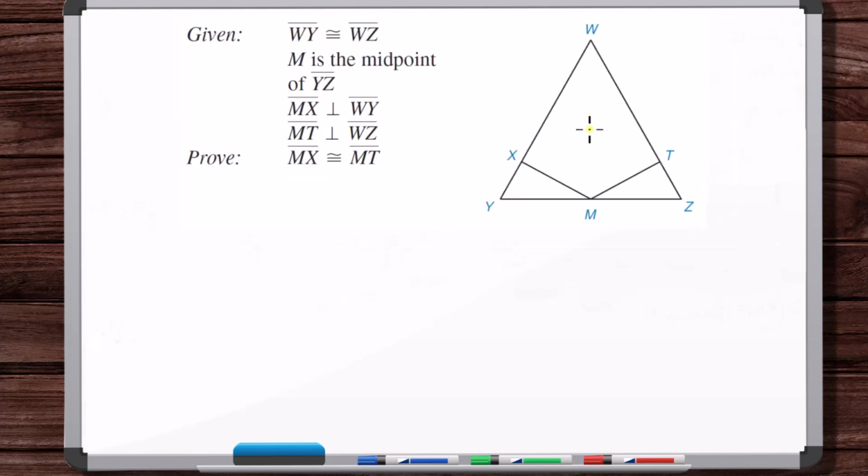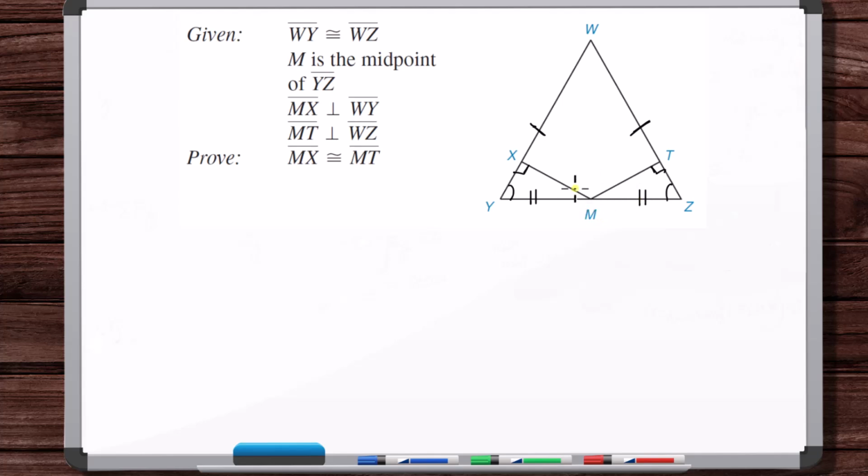Okay, given WY is congruent to WZ, that's kind of hard to see. I'm trying to put it kind of in the middle here. And given that M is the midpoint of YZ, so these two sides are congruent. Given that MX is perpendicular to WY and MT is perpendicular to WZ, prove that MX is congruent to MT. So we can see that this big triangle WYZ is isosceles, and these are the base angles, which are congruent.